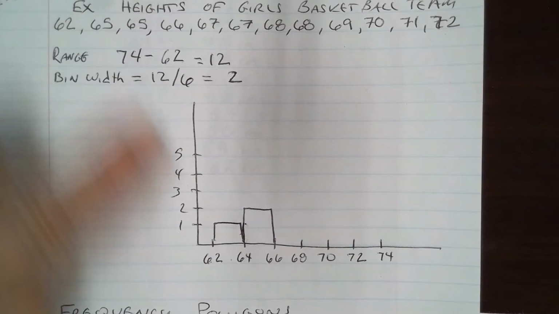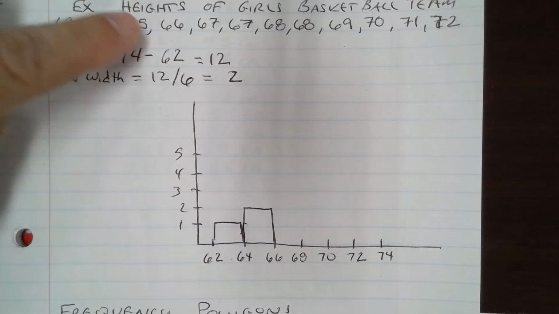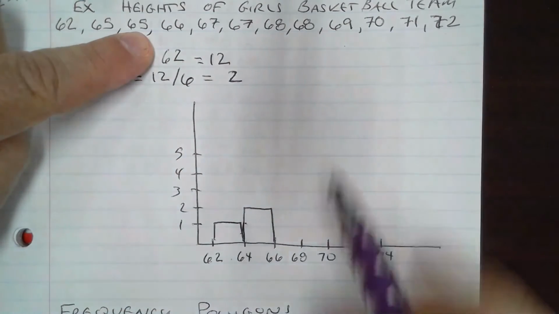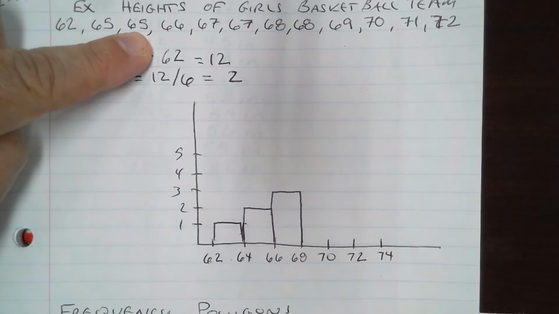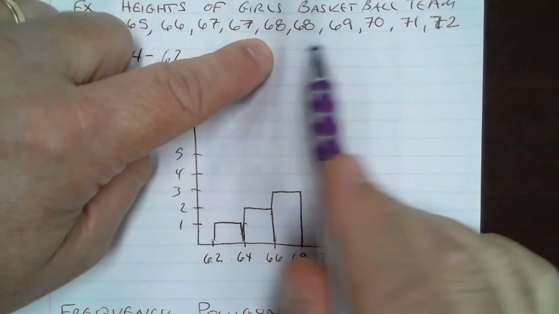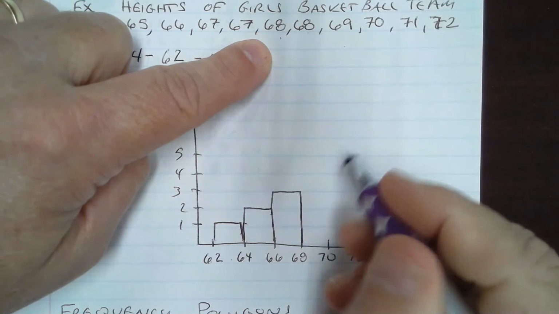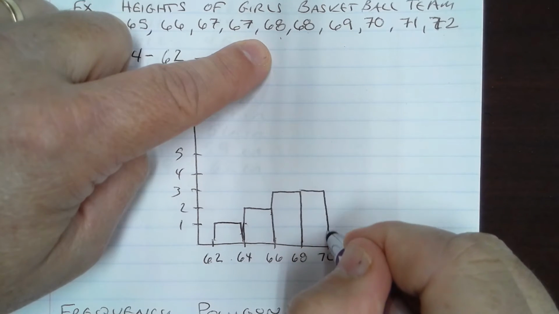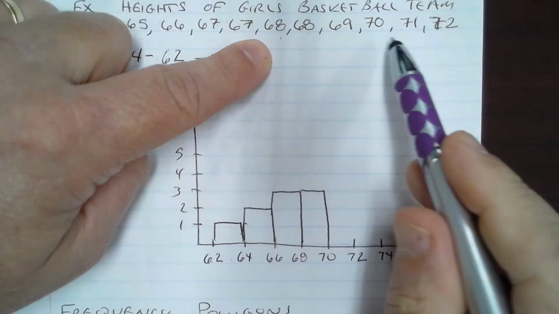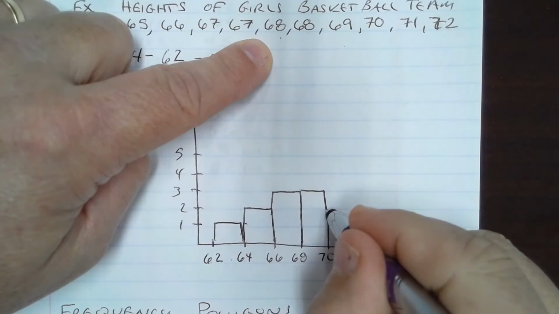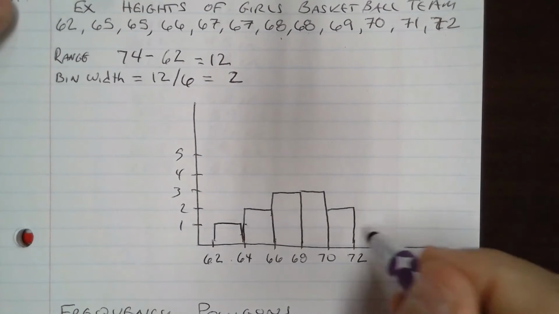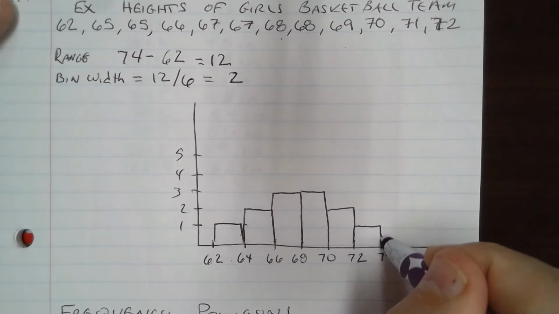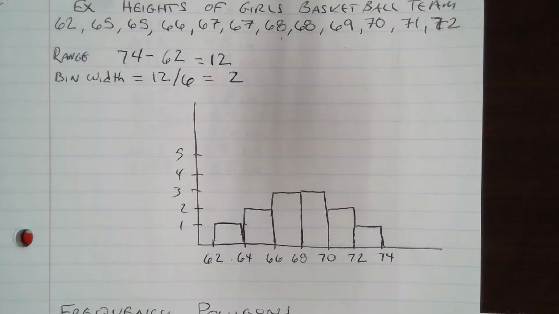Then from 66 to 68: 3. From 68 to 70: 3 again. Wow. Then from 70 to 72, and then from 72 to 74: 1. Look how pretty that distribution is. It's almost as if I planned it that way.